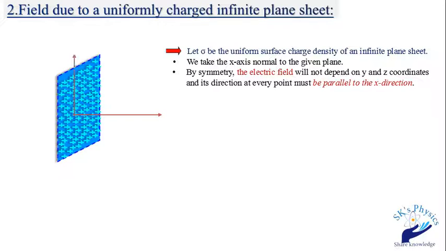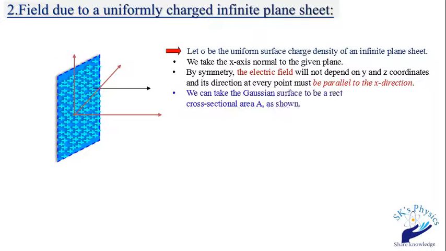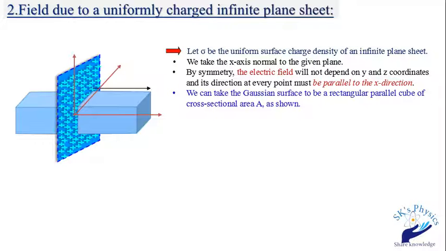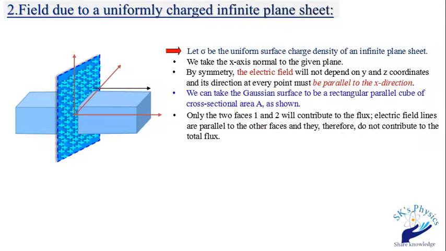Your electric field will not depend on y or z coordinates. It's only parallel to x direction. We can take Gaussian surface to be rectangular parallel cube of the cross-sectional area A. Only the two faces 1 and 2 will contribute to the flux. Electric field lines are parallel to other faces, so they do not contribute to the total flux.